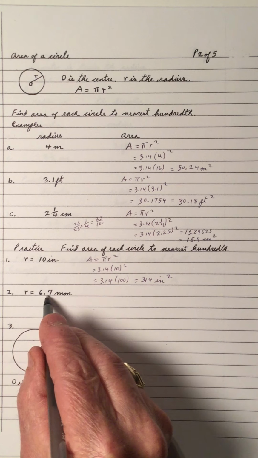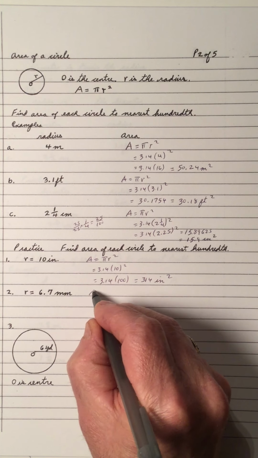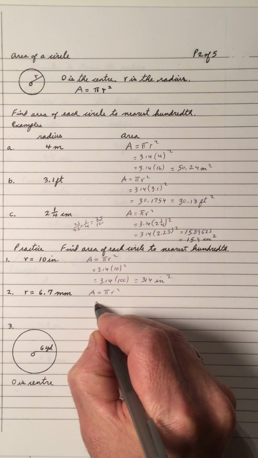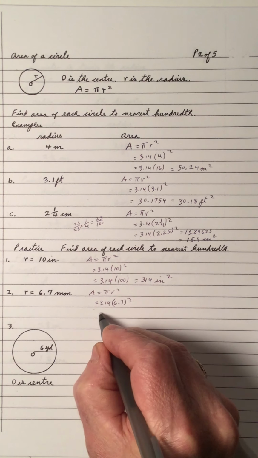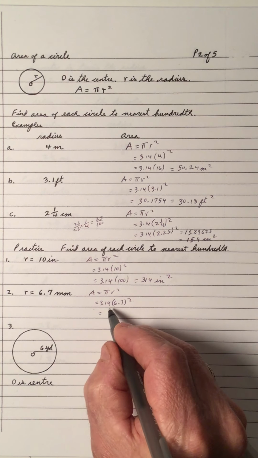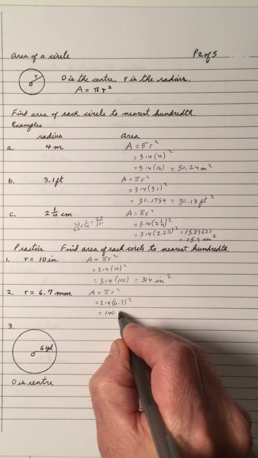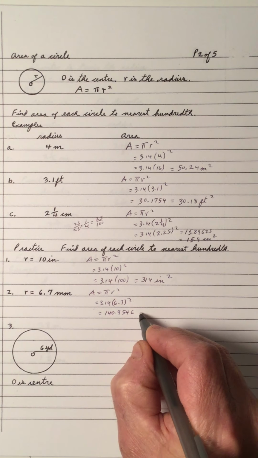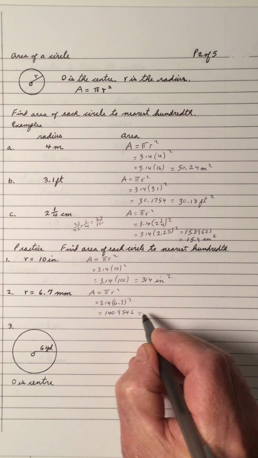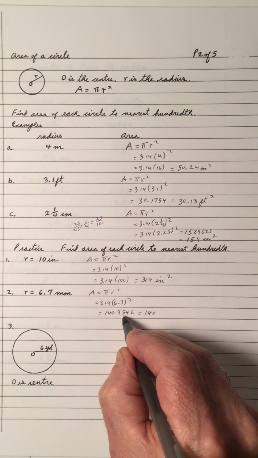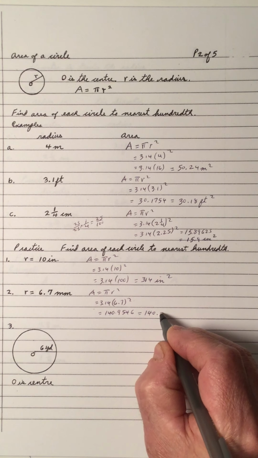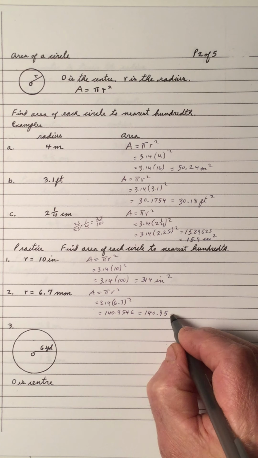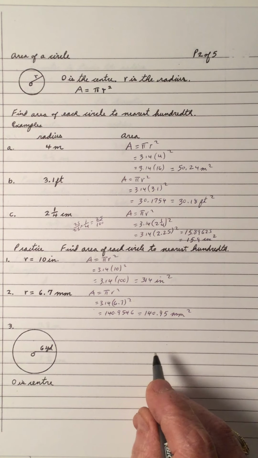Number 2, the radius is 6.7 millimeters, so the area is pi r squared, 3.14 times 6.7 squared. And when you use your calculator and work that out, you'll get 140.9546, and you round that to the nearest hundredth. The 5 is in the hundredths place, and the digit to the right is less than 5, so we keep the 5 as it is, so it's 140.95, and it's in millimeters, so it's millimeters squared.